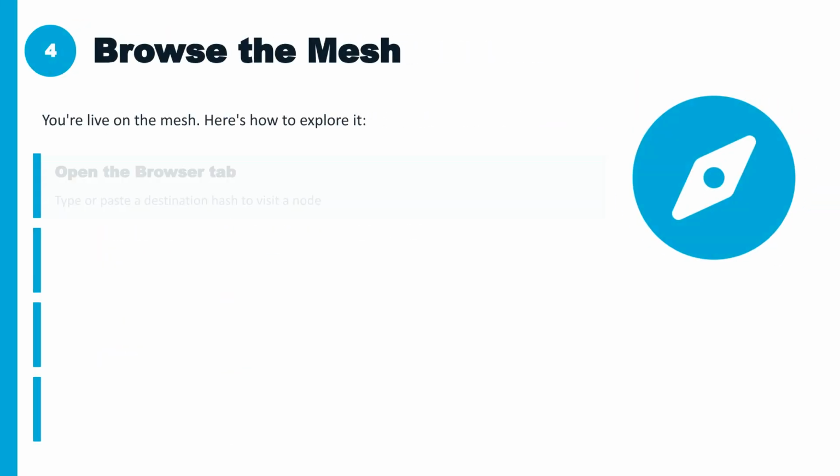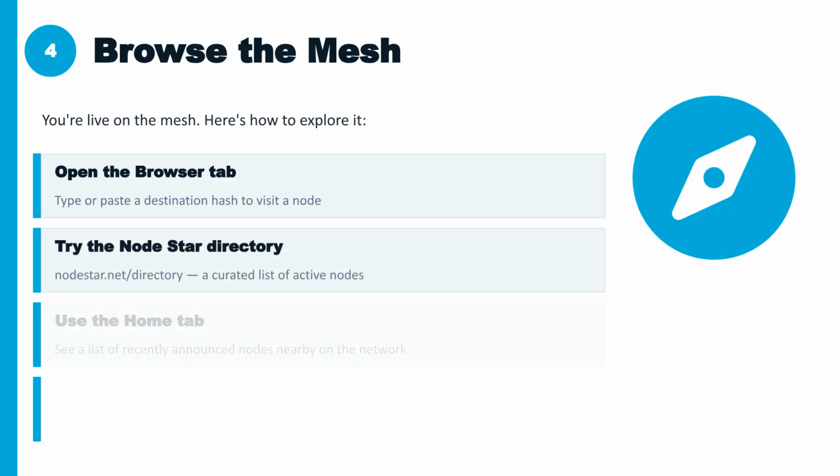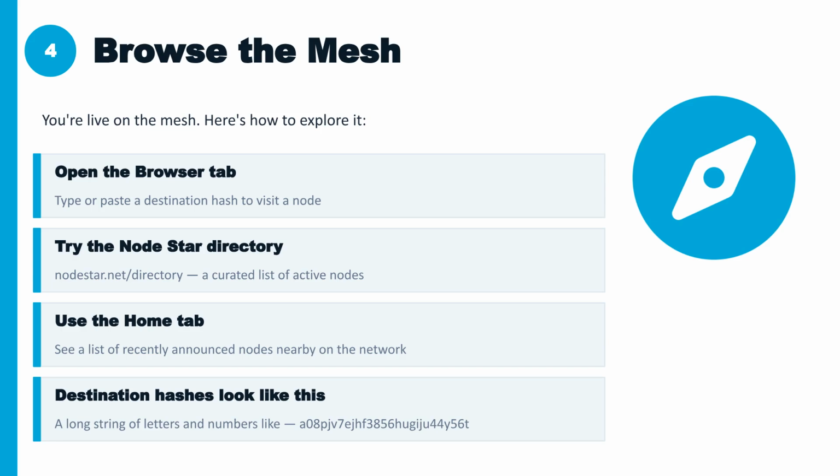Once you are on the mesh, you can open the browser tab to visit a node using its destination hash. You can also check the nodestar directory or the Home tab for recently announced nodes. Destination hashes are long strings of letters and numbers, like a mesh URL.